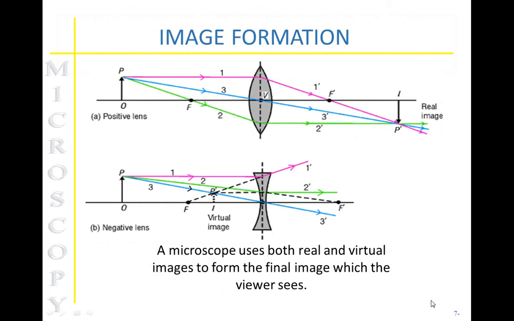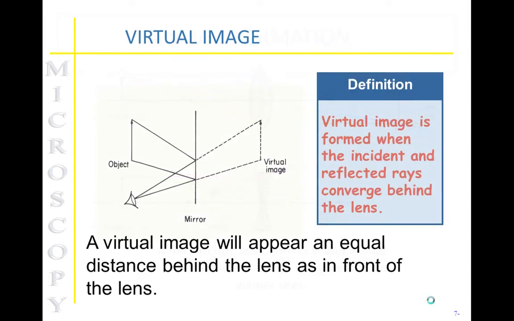The microscope, through the use of different lenses, is going to create either real or virtual images so that that final image can be relayed to the viewer's eyes. A virtual image is formed when the incident and the reflected rays converge behind the lens. A virtual image will appear at the equal distance behind the lens as the item is in front of the lens.